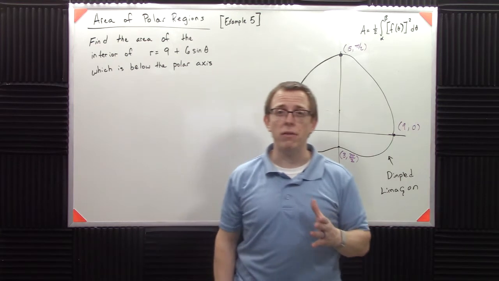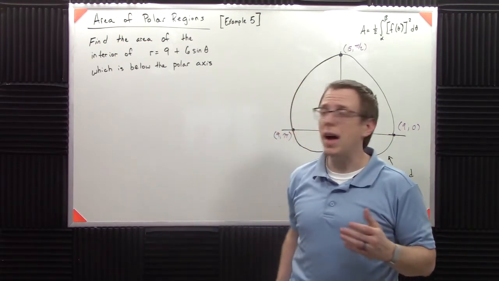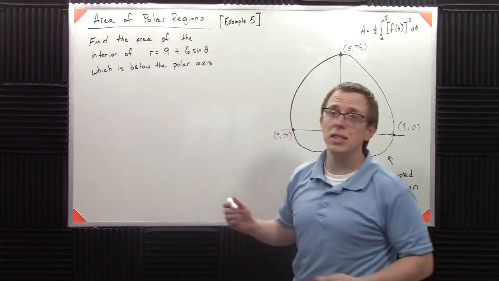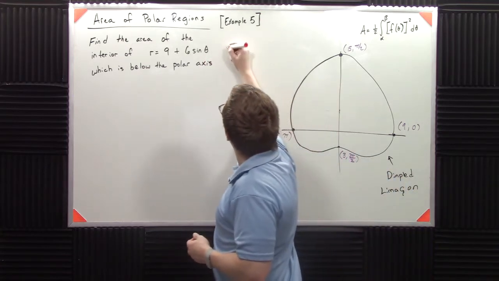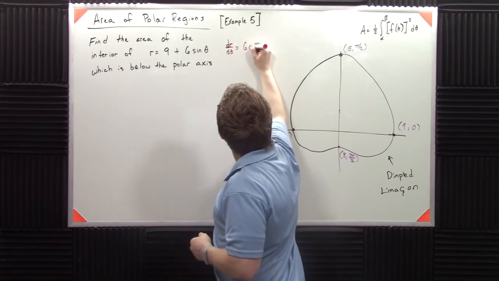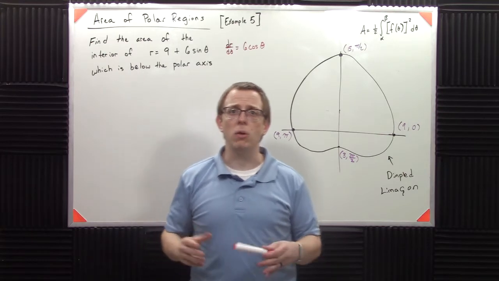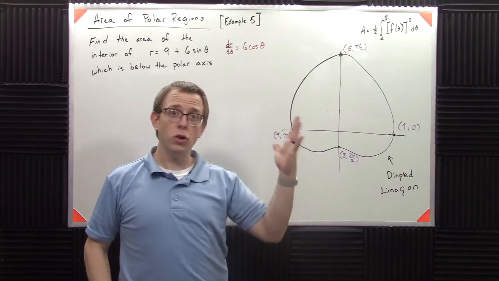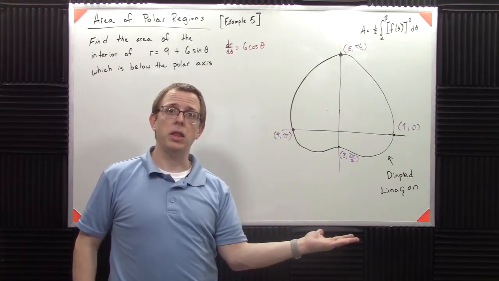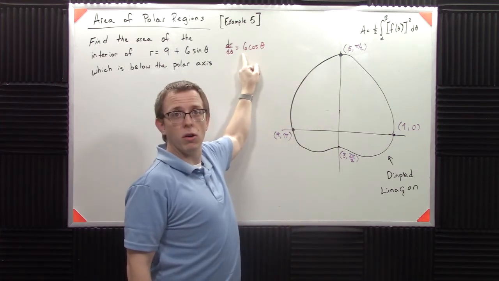So I also know, by the way, that I could use some calculus here. Now, this is something we haven't discussed yet, but why not talk about it? We're already here. So I have r is 9 plus 6 sine of theta, which tells me that dr d theta is 6 cosine of theta. Why does that matter? Because for theta in the first quadrant, this is going to be positive. The dr d theta is positive.